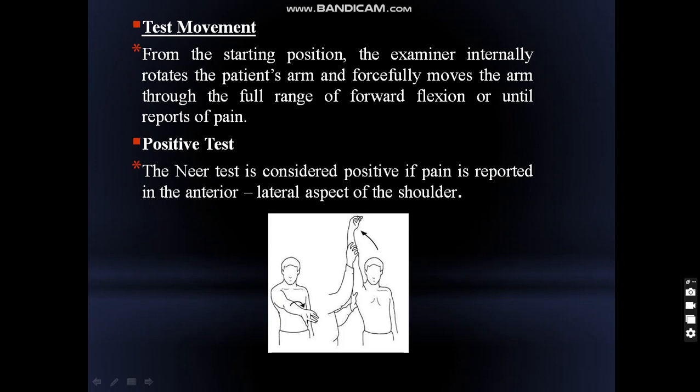Test movement. From the starting position, the examiner internally rotates the patient's arm and forcefully moves the arm through the full range of forward flexion or until reports of pain. Positive test. Neer's test is considered positive if pain is reported in the anterior lateral aspect of the shoulder.